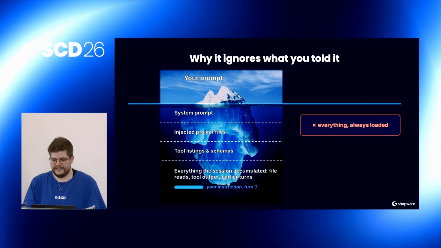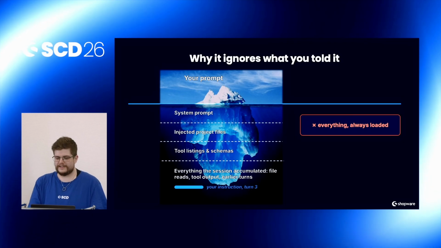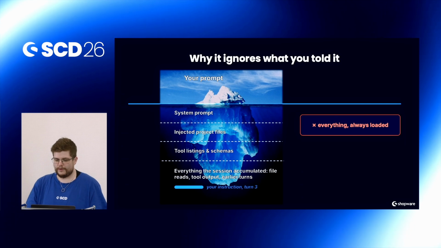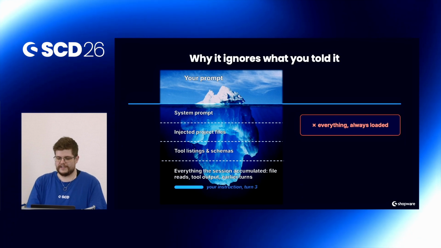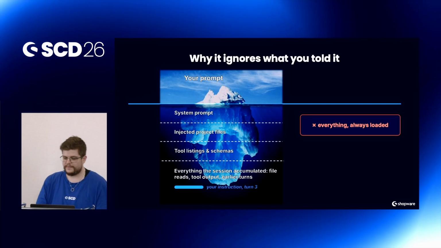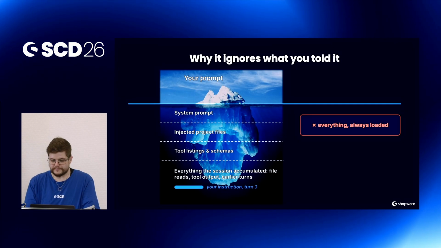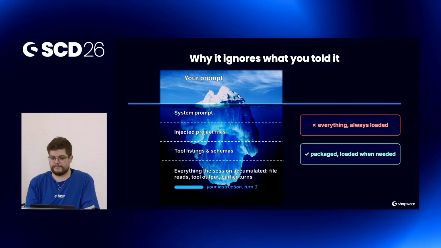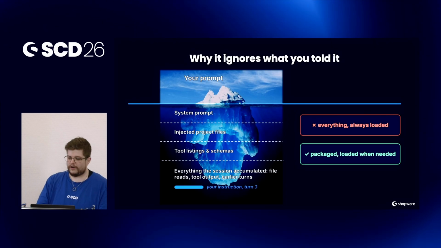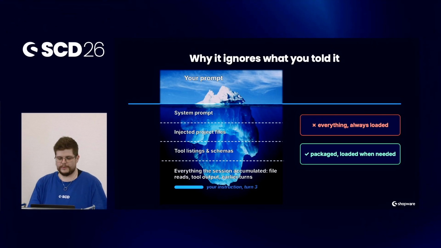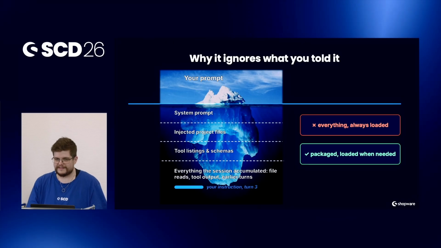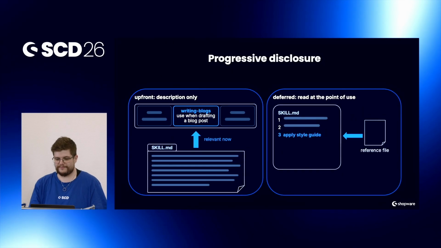Don't keep everything always loaded, because every always-on file sits below that waterline on every single turn, and you pay for it in attention and not just in tokens, whether it's used or not. What you should do is package your knowledge and load it when it's needed, so the always-on part stays as lean as possible. And there's a mechanism built exactly for that.